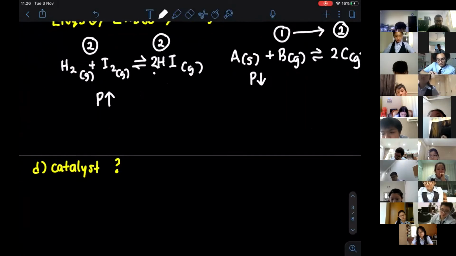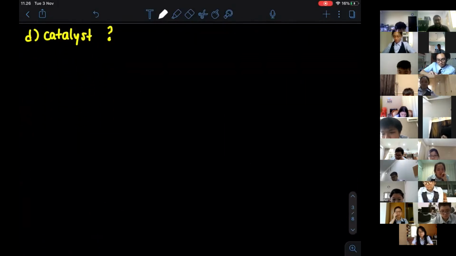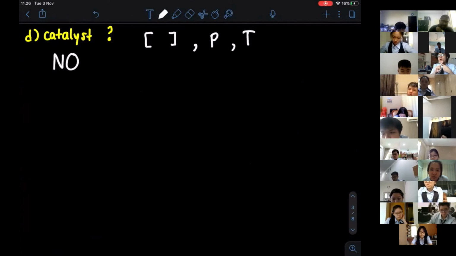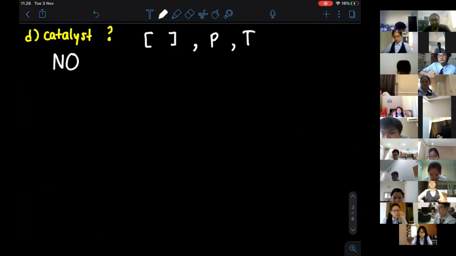The question is, we have learned about concentration, we have learned about pressure, we have learned about temperature. The question now is, can catalyst affect the position of the equilibrium? The answer is no. Catalyst functions to increase the rate of reaction. How? By decreasing the activation energy.